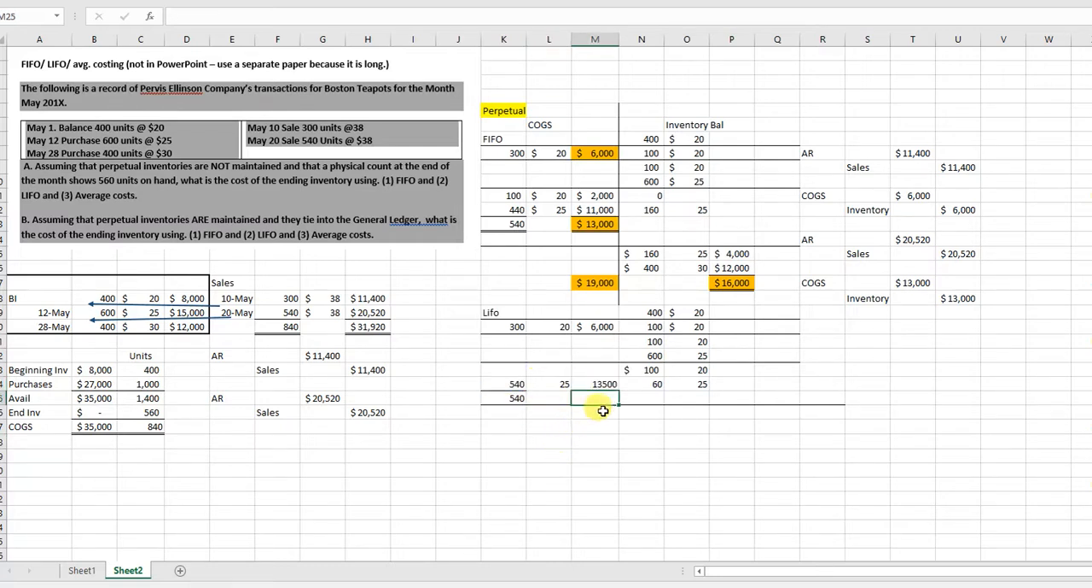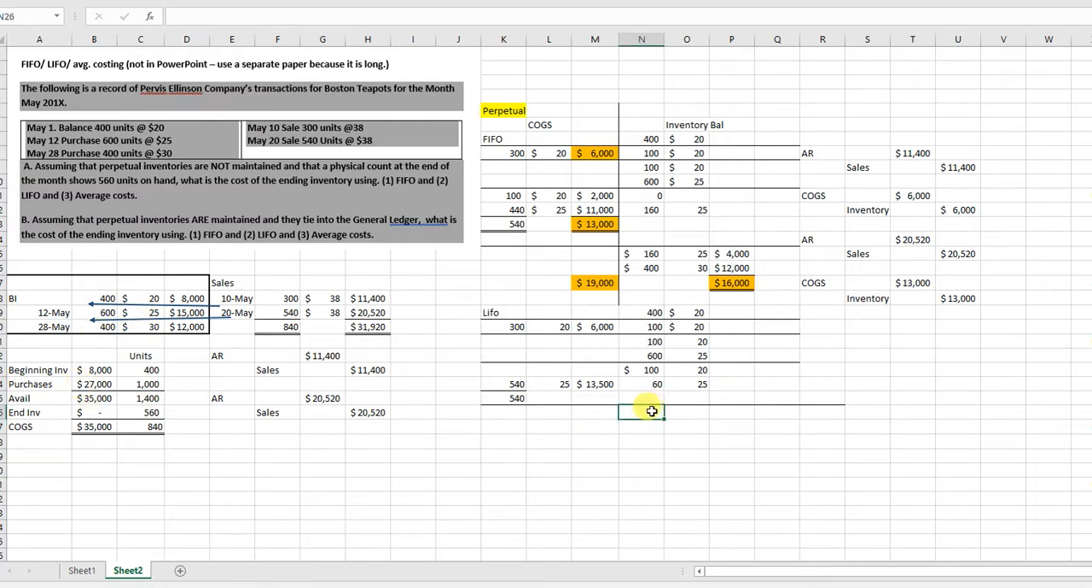So my cost of goods sold is $13,500. In this particular case, I would debit accounts receivable sales of $20,520 because that's what I sold them for. But my cost of goods sold in inventory, if I was using LIFO, would no longer be $13,000. It would be $13,500. Okay, and then the last thing I did was buy an additional 400.